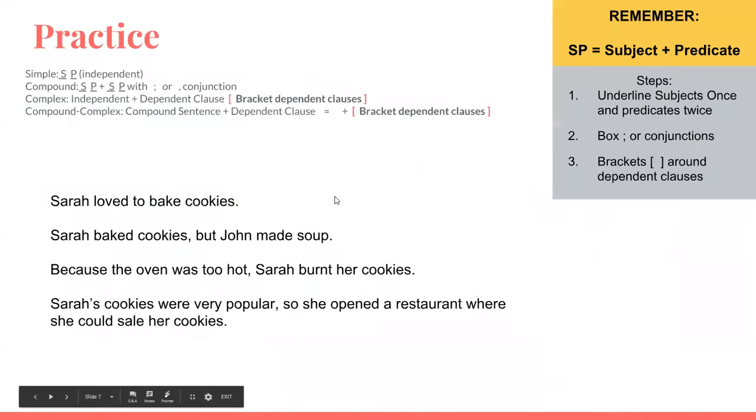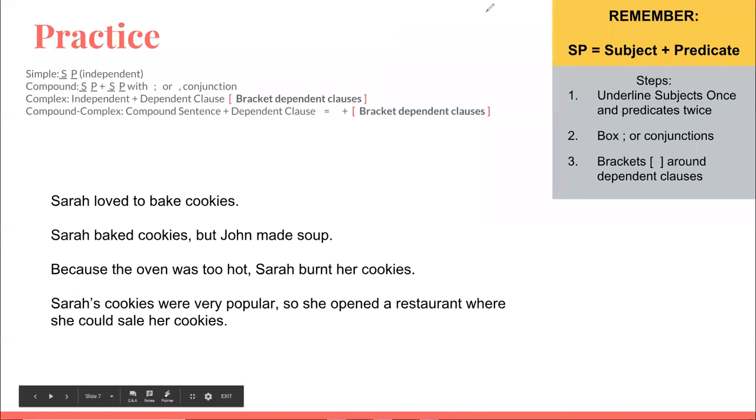So here are the steps that I quickly went over. Remember, SP is a subject and a predicate. We underline our subjects once and our predicates twice. When we are also looking for our semicolons or our comma conjunctions, we are going to box those. And then from there, we will put brackets around our dependent clauses.